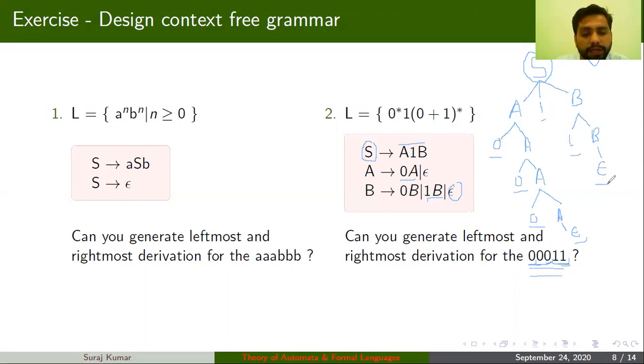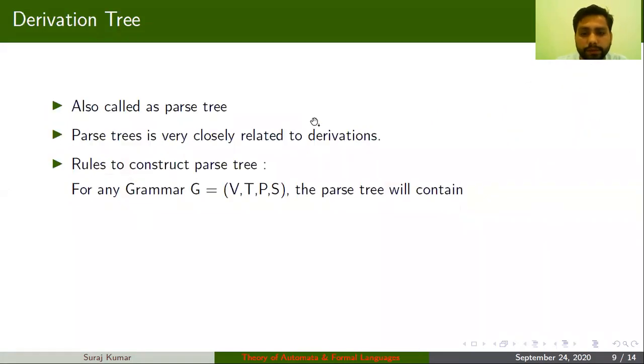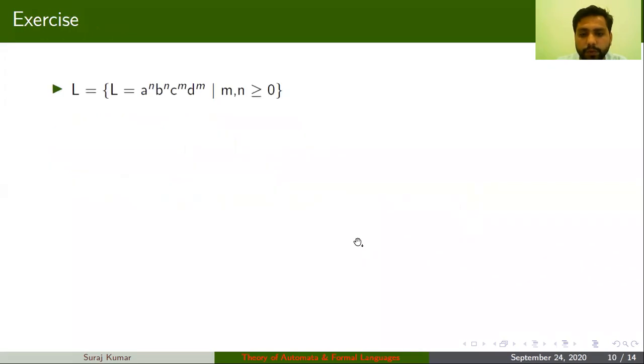Okay, so all the terminals will be present at the leaf nodes, and all the variables will be present at the interior nodes, and at the root the starting variable will be present. Okay, so these are the rules for the parse tree. All terminals will be at the leaf nodes, all non-terminals will be at the interior nodes, and the starting variable of the grammar will be present at the root node.